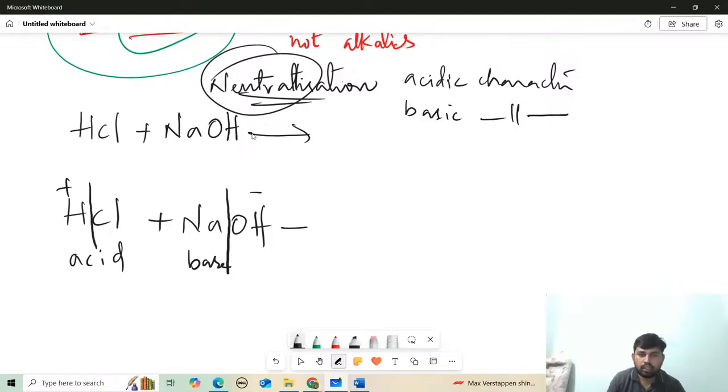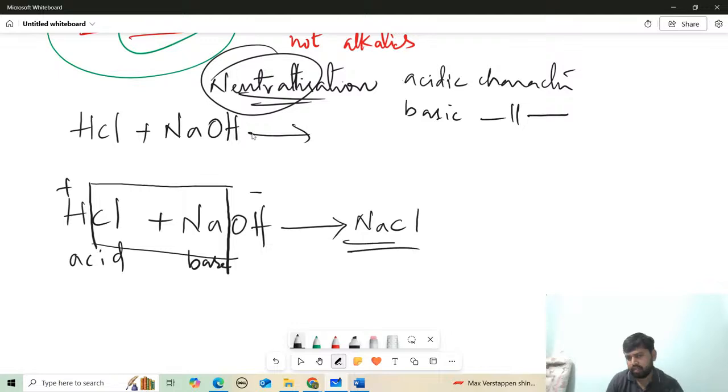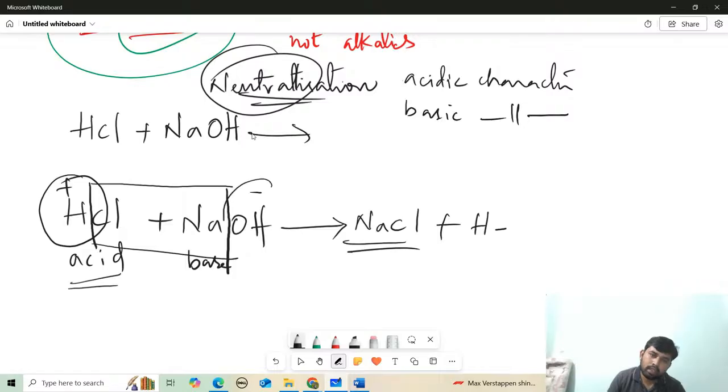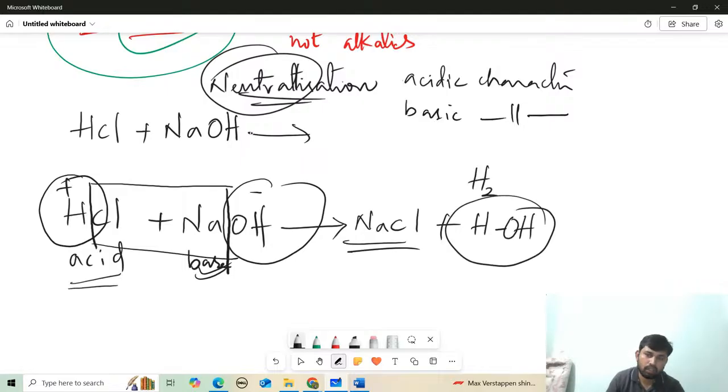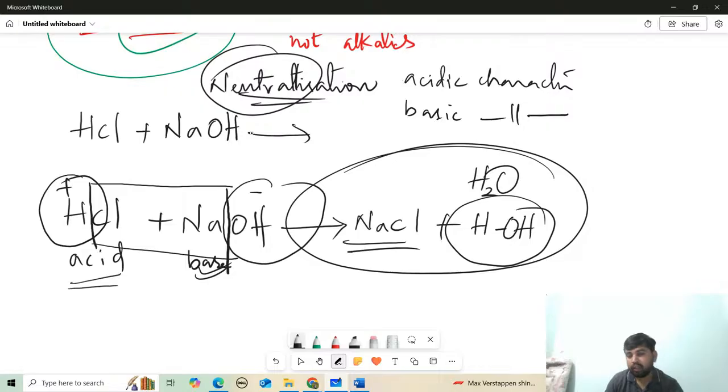Now once the reaction takes place, what happens, sir? Na and Cl combine and form NaCl. This is none of our business. H plus ions are responsible for acidic character, and this H plus ion came here. Similarly, OH minus ion is responsible for basic character. Now it combined with the H plus ion. Both are joined and become what, sir? Water. Now in this reaction mixture, what do we have? We have NaCl and we have H2O, not H plus and OH minus.